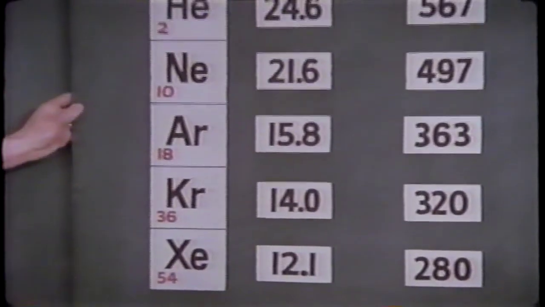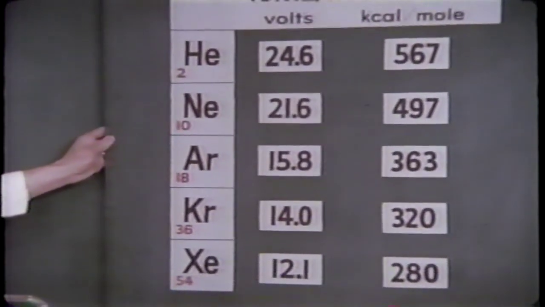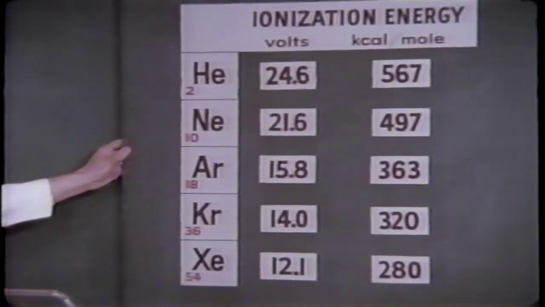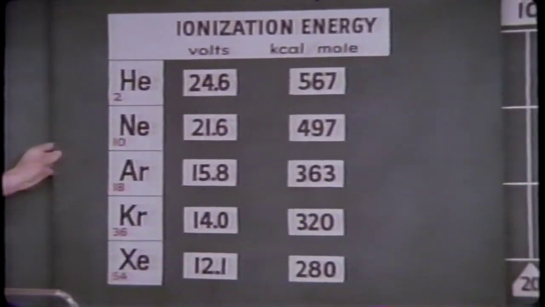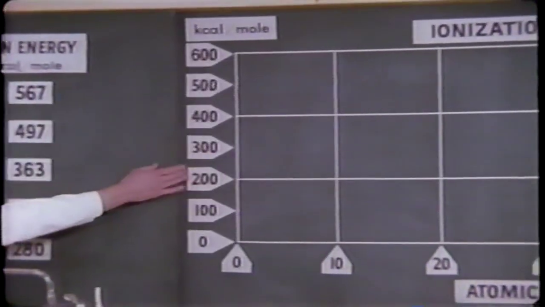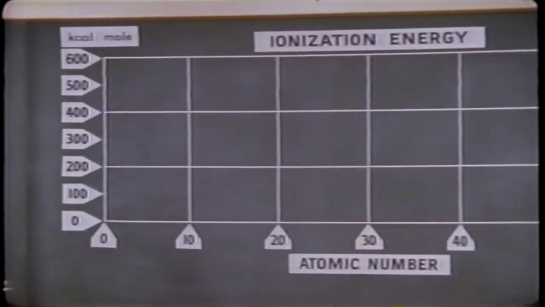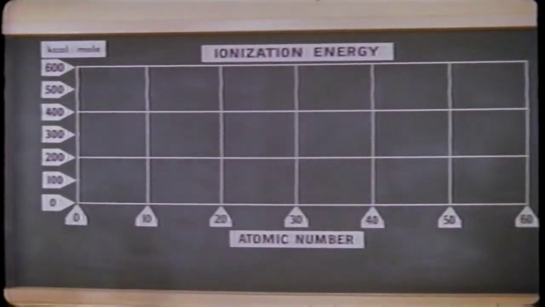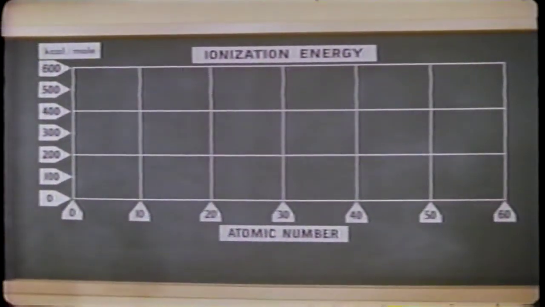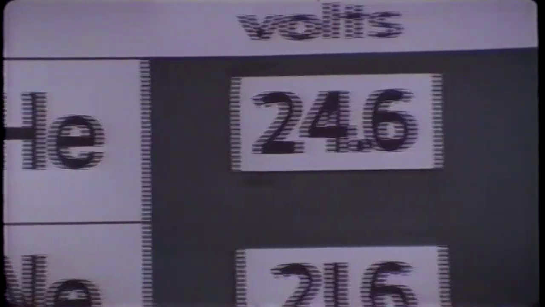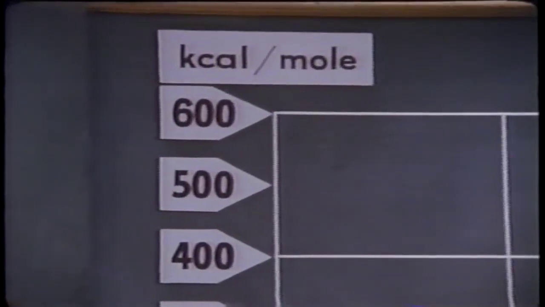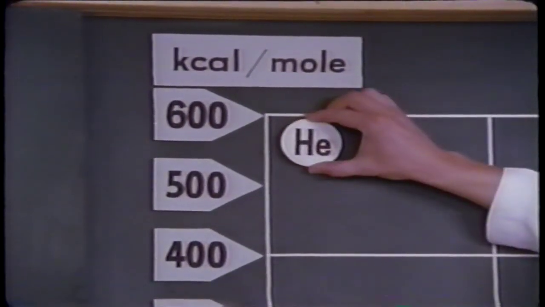The ionization energies are all high. Reactive sodium was only 118. Unreactive neon is 497 kilocalories per mole. Plotting these ionization energies against atomic number will show any trends as related to the periodic table. Helium, with atomic number 2, has an ionization energy of 567 kilocalories per mole. It goes here.